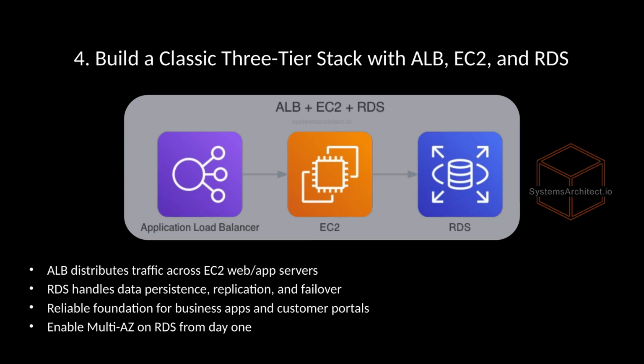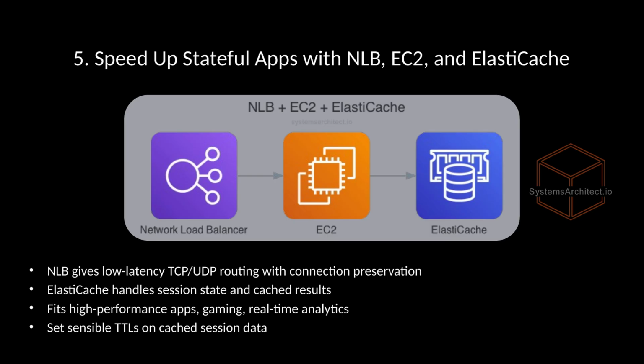5. Speed up stateful apps with NLB, EC2, and ElastiCache. Hitting a database for every session lookup adds latency that compounds fast under load, and most of that data barely changes from request to request. An NLB distributes connections to the EC2 fleet with very low latency, while those instances read and write session state through ElastiCache, so repeat lookups never touch the primary data store.